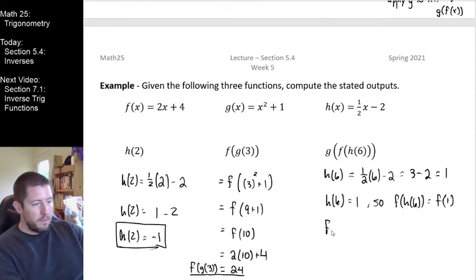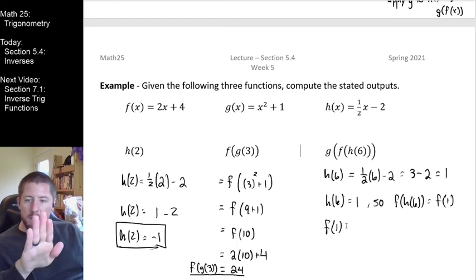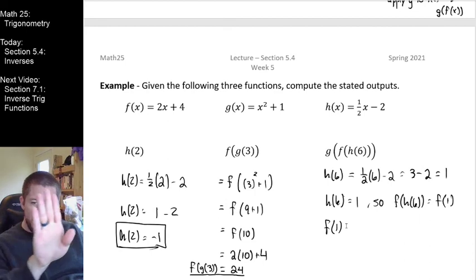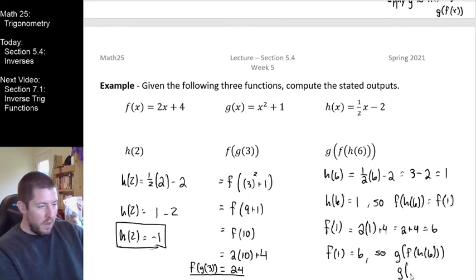So now let's do f of 1. That tells me what's my output from the h function is going to be the input into f. The output from f will be the input into g. Right? F of 1 now we can do as 2 times 1 plus 4. 2 plus 4 is going to give me 6. So I've now found that f of 1 equals 6. So it seems like g of f of h of 6 is really g of f of 1 is really g of 6.